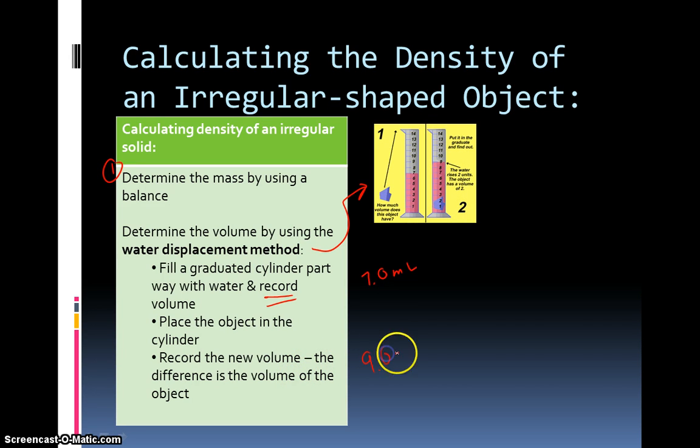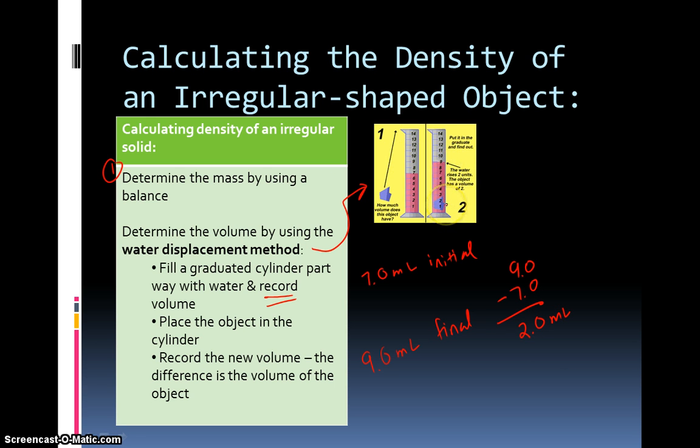In this case, it's 9.0 milliliters. The difference between those two volumes is going to be the volume of your irregularly shaped object. This would be what we call our final volume, and this would be our initial volume. So to get the volume of your object, you take your final, which is 9.0, and subtract your initial, which is 7.0. Because we're doing subtraction this time, our sig figs are dictated by decimal places. So the answer here would be 2.0, and our unit is going to be milliliters because this is a liquid volume.